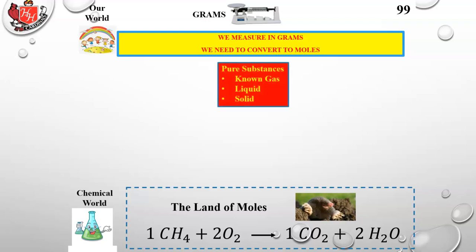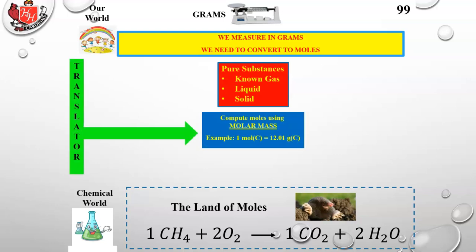So if we know the substance, it can either be a gas, liquid, or solid. We can compute the number of moles using a molar mass conversion. That equates 1 mole of a substance to how many grams it weighs. So in the case of carbon, 1 mole of carbon is 12.01 grams. You get that off the periodic table.